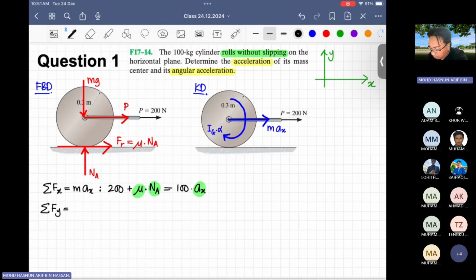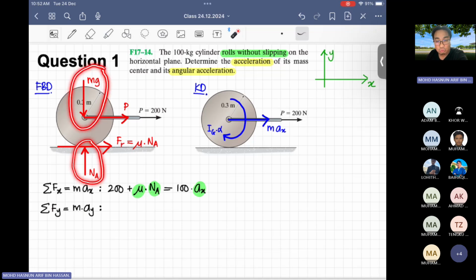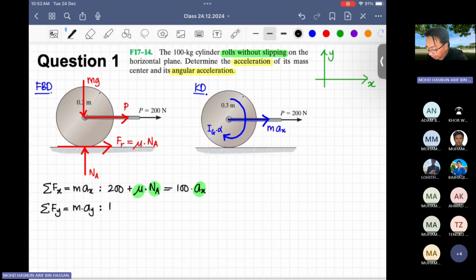Fy is equal to may. All right. Now we look at the free body diagram. We have positive NA, and also we have negative mg. So two forces in y-axis. So we will write NA positive minus mg, which is 100 m, and g is 9.81, is equal to, look at the kinetic diagram, we see no arrow in y-axis. So therefore, this will be equal to 0. All right. So from here, we can calculate the value of NA. Therefore, NA is equal to, you can bring 100 times 9.81 to the right, and it becomes 981 Newton. So this is the value of NA.